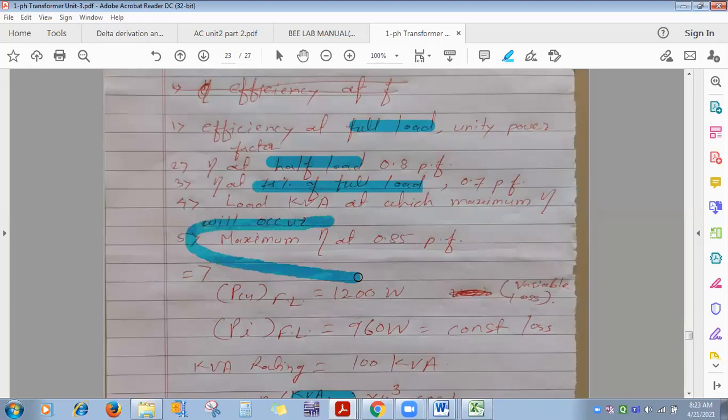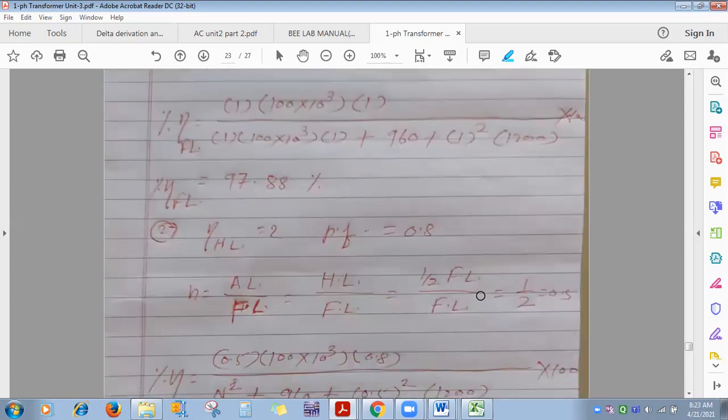See, you have been asked to calculate the maximum efficiency and load power factor is given, but how much is the load? That is not mentioned. Maximum efficiency can occur at half load also, full load also. It can occur at 75% of load, 80%. That is not given. If load is not given, then you cannot calculate N, isn't it? So what can you do here?